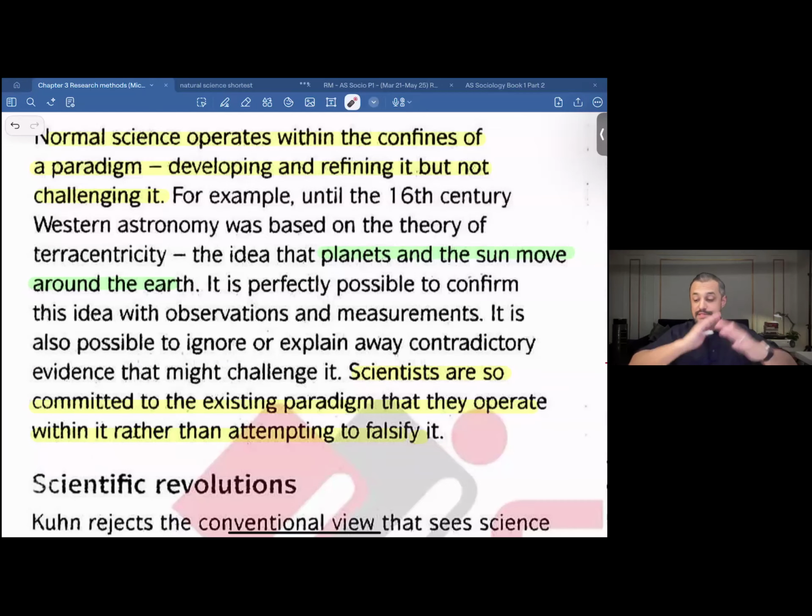Now, if I sum this entire thing up, according to Thomas Kuhn, normal science operates on the basis of paradigms. What are these paradigms? The set of ideas, beliefs, theories, concepts that scientists blindly follow. They might refine them, they might develop them, but they don't challenge them.